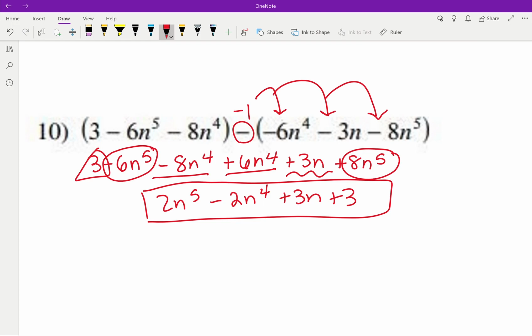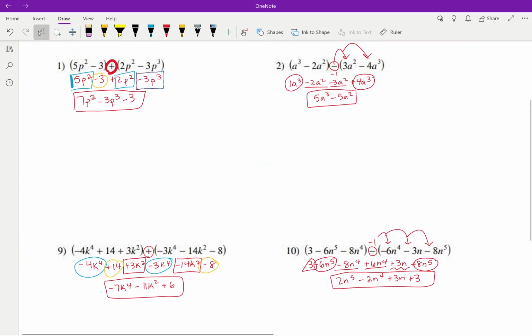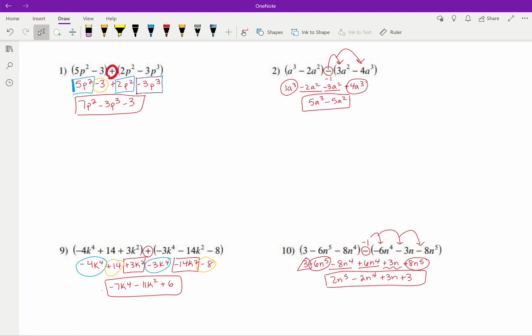Okay, so you should have written these notes down in your notebook. Remember, I'm going to be doing notebook check on Friday. And then go ahead and start on today's activity.